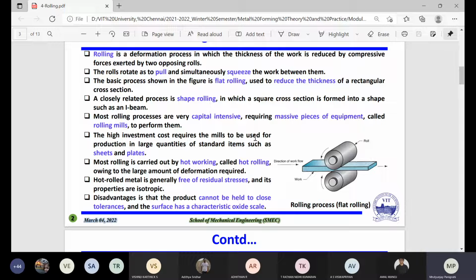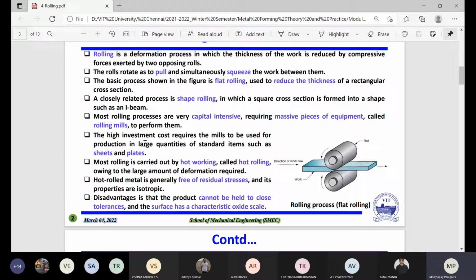Most rolling processes are very capital intensive and require massive equipment called rolling mills. These are very expensive because the equipment is very big and needs a big area, or workshop. You cannot put such equipment in our laboratory, and even if you did, you could not take a long billet or slab there; you would have to take small pieces. The high investment cost requires the mills to be used for production in large quantities of standard items such as sheet and plates.